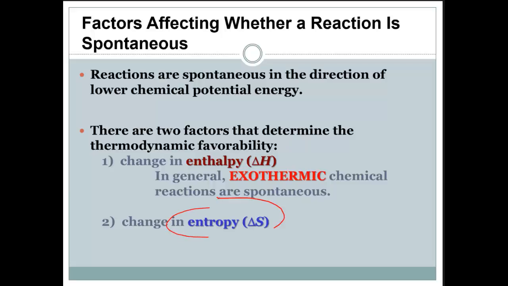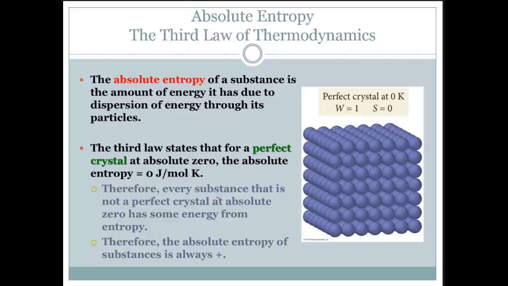Finally, the third law of thermodynamics. The absolute entropy of a substance is the amount of energy it has due to the dispersal of the energy through its particles. The third law states that for a perfect crystal at absolute zero, the absolute entropy is therefore 0. Therefore, every substance that is not a perfect crystal at absolute zero has some energy from entropy. Therefore, the absolute entropy of substances is always positive.